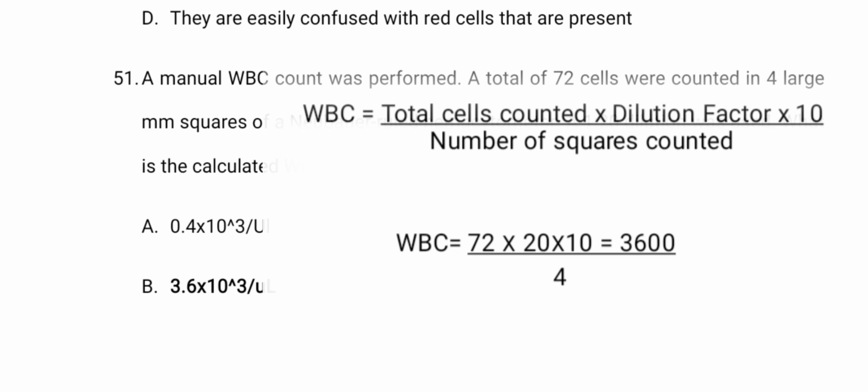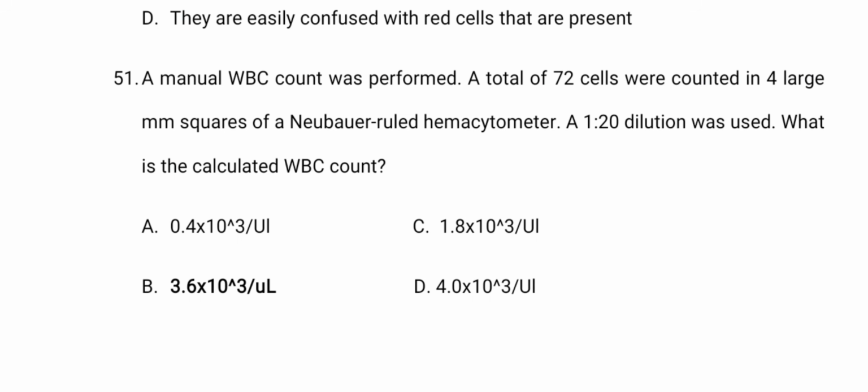The total counted WBC is 72 times the dilution factor, which is 20, times 10 over 4, since we used 4 squares of the improved Neubauer chamber. So it will become 3,600, which is 3.6 times 10 to the power of 3 WBC per microliter. So this is all I have for a mock exam and mock questions for your preparation for the exit exam.